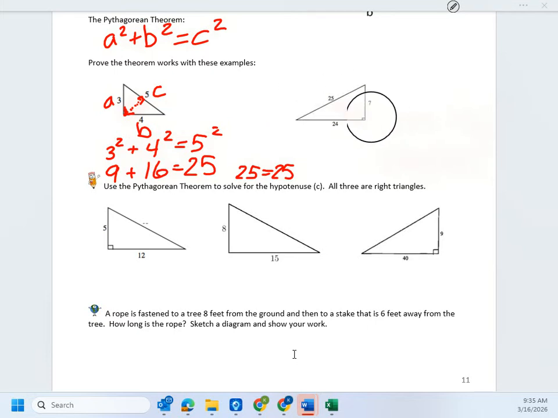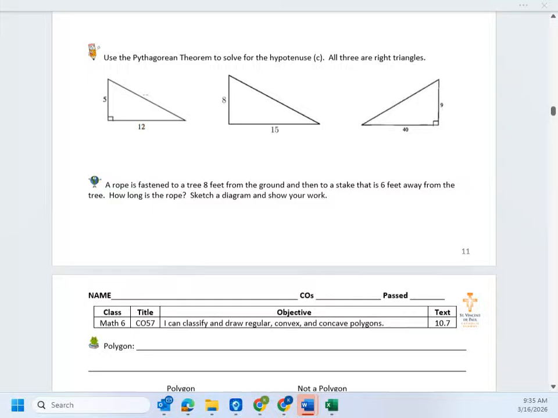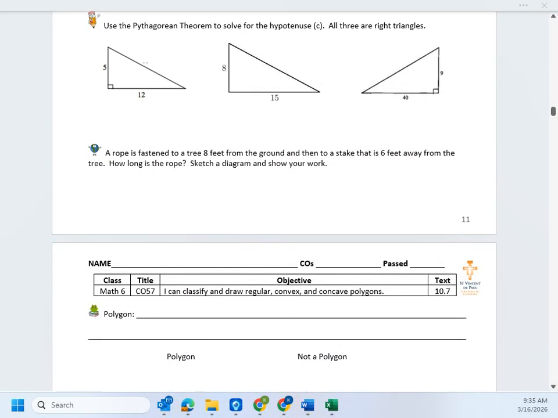So let's look at our work for today. It says, use the Pythagorean theorem to solve for the hypotenuse of C. All three are right angles. So this one has our right angle marked, and this one has our right angle marked. Our middle one, it's not marked, but is it obvious to us which one would be the right angle?